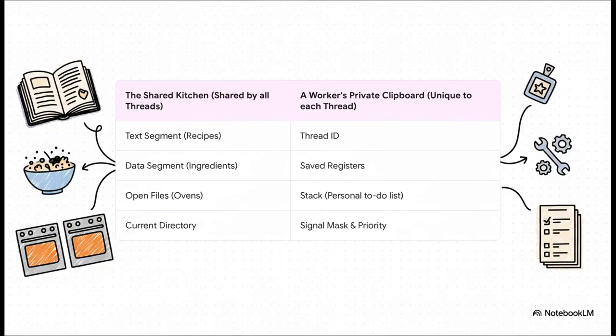And here's where it gets really interesting. Look at that left column, the shared kitchen. This is stuff all the workers, all the threads, share. They have the same recipes, the same ingredients, the same ovens. But then look to the right, a worker's private clipboard. This is what each thread gets for itself. Every single worker has their own ID, their own set of tools, and their own personal to-do list, which in the computer world we call a stack.